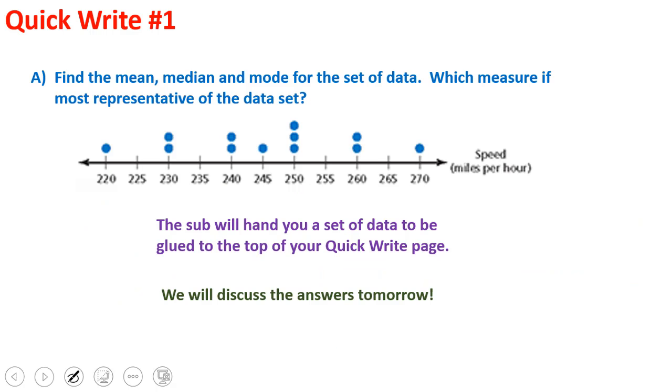So going to our first quick write, ladies and gentlemen, find the mean, the median, mode for the set of data. You have a handout in which you can write it on and glue that entire handout in for your quick write. And then when you answer all those questions, we will discuss it tomorrow in class.